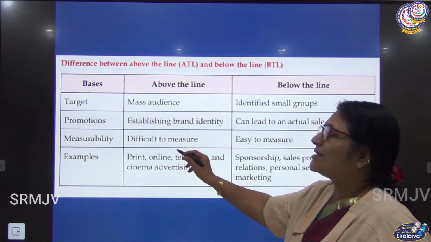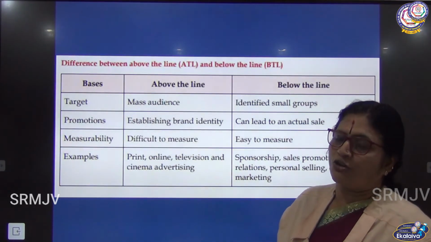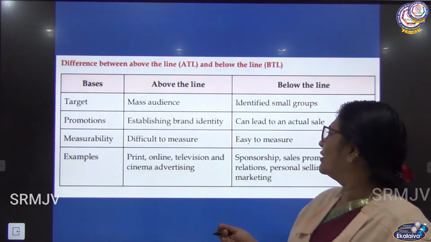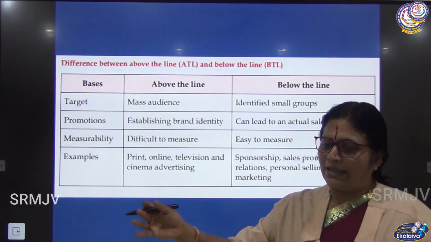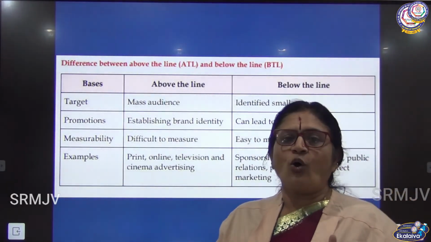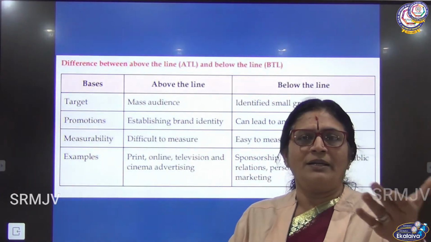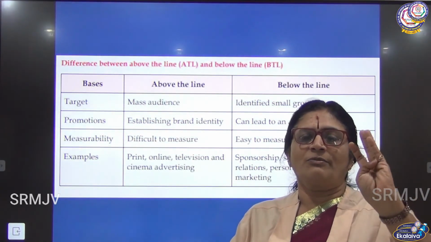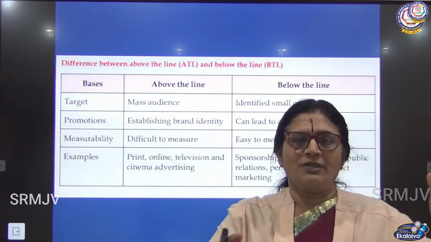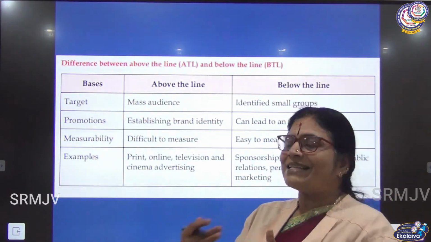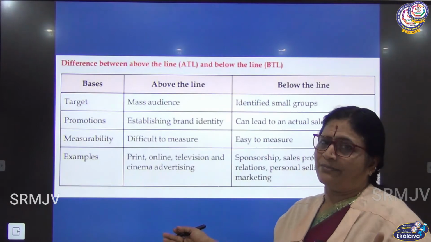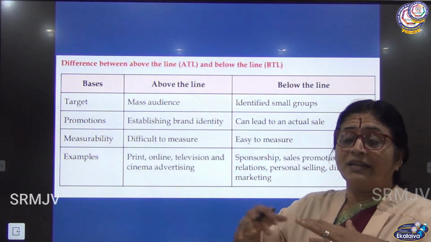Now measurability. It's very difficult to measure whether it has reached or not. In a showroom it is easy to measure, because at the end of the day you are keeping account of how much. If it's an automobile showroom, you know this many models of cars have been sold, or this many products of this particular section. It's easy to measure because the count is very small. Here the market is very wide and the reach is also very wide.